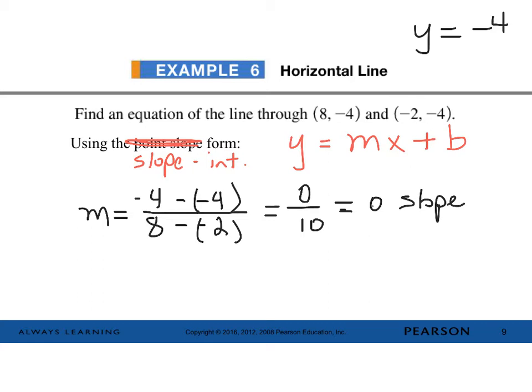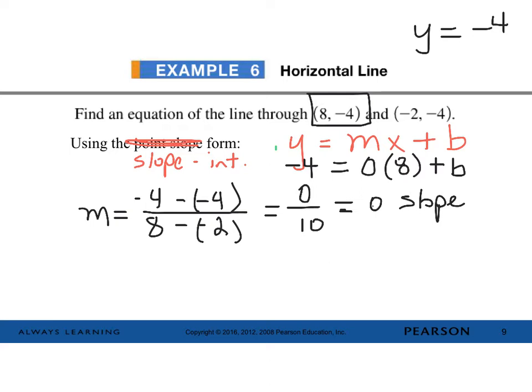And again, we can choose 8, negative 4 to be the x and y in the equation. So for y, I'm going to plug in negative 4. And for slope, I'm going to plug in 0. And for x, I'm going to plug in 8 plus b.